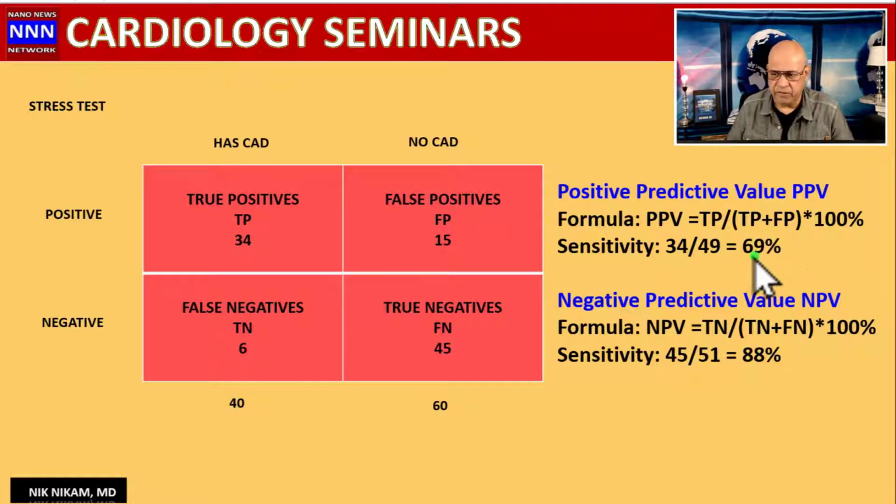You know, we want to improve this number because we could be missing out on almost a third of the patients. Same thing, negative predictive value, which is a little bit better. That means if the person has a normal heart and you do a stress test, and it's negative, it is 88% accurate in identifying those patients with a normal heart.